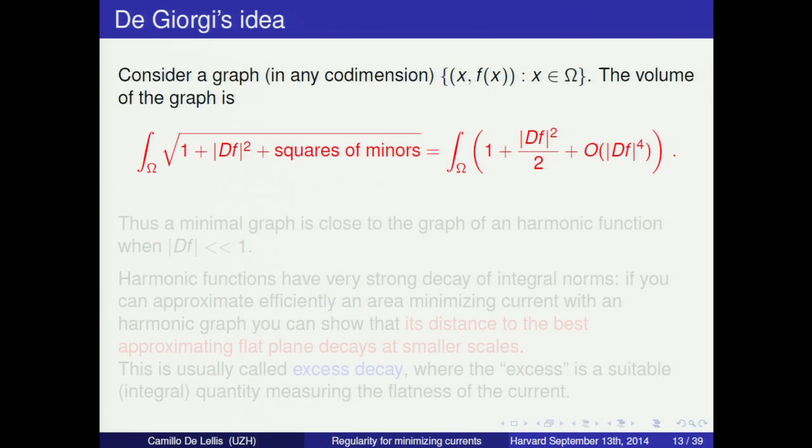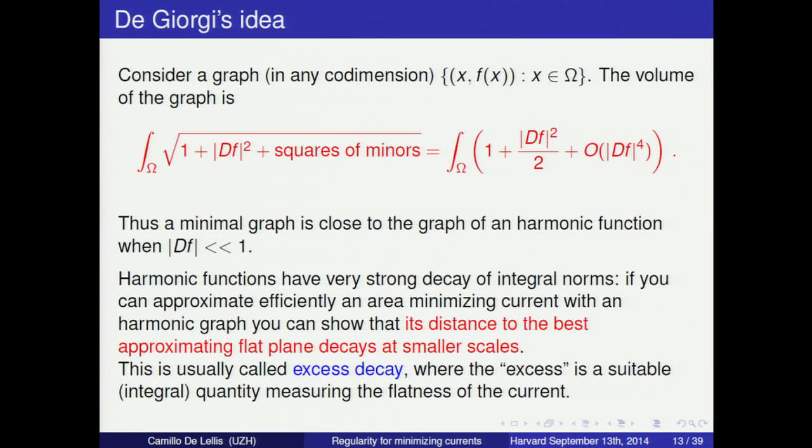OK, so what is actually the core of De Giorgi's idea? Let me give you a brief explanation. Assume a priori you know that your surface is the graph of a function. Then you can look at the area functional in the graphical coordinates, and you can express it as an integral over the domain over which your surface is a graph. The area functional is going to be the square root of 1 plus the gradient of f squared, the Hilbert-Schmidt norm, and then you have the sum of squares of all the minors, which are at least 4th order in the gradient of f. When you make a Taylor expansion, you will find, of course, the constant 1, the Dirichlet energy, and then higher order terms.